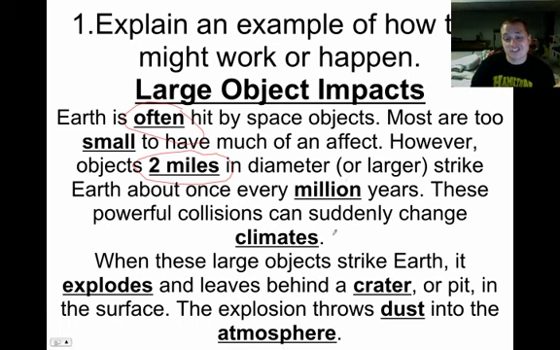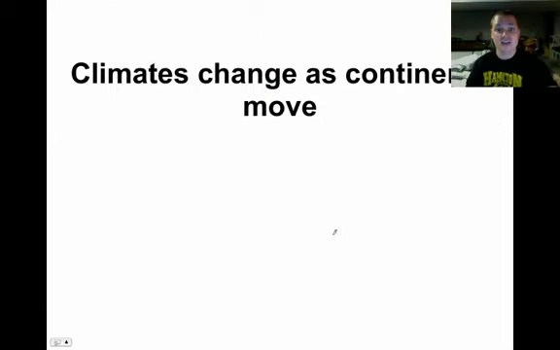So when these large objects hit, they create a very large explosion, obviously, because they hit. They create a crater, a pit, and as they impact, they break into smaller materials and spew up into the atmosphere, and that leads to how it can physically block out sunlight. So again, causing temperatures to change.